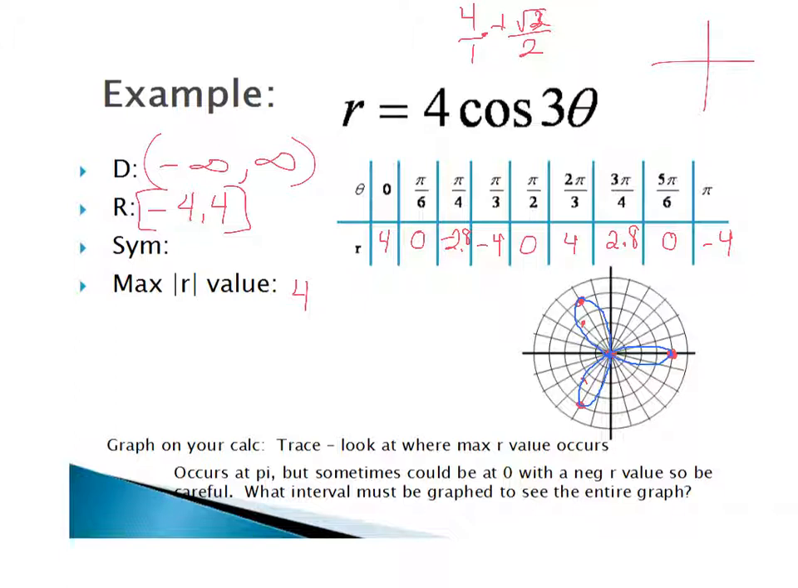And we could graph it on our calculator. I'm not going to on this one. I'm trying to hurry this along. You can trace it to see where your max R value is. You can look at your R's and your thetas and everything. When I look at this one, as far as the symmetry, it looks like another one where you could reflect it over this x-axis and it would land on top of itself. So we call that polar axis symmetry.